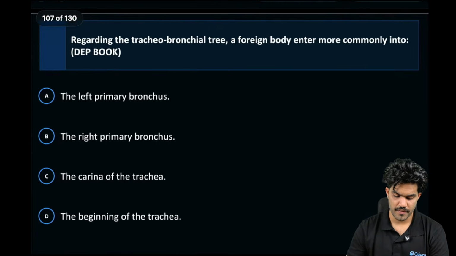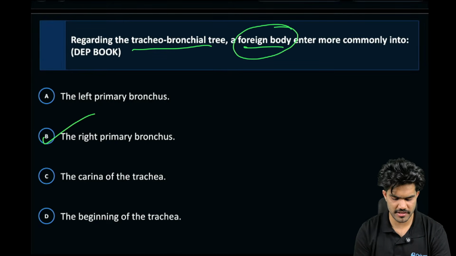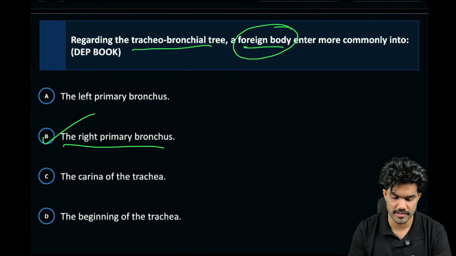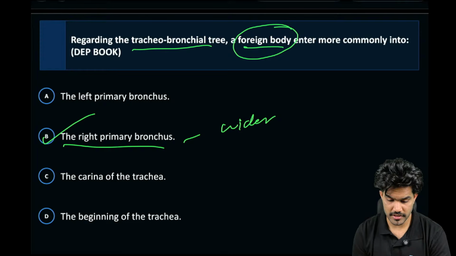Regarding the tracheobronchial tree, where does a foreign body enter most commonly? Easiest option, the right primary bronchus. Because it is wider and what? More in line.